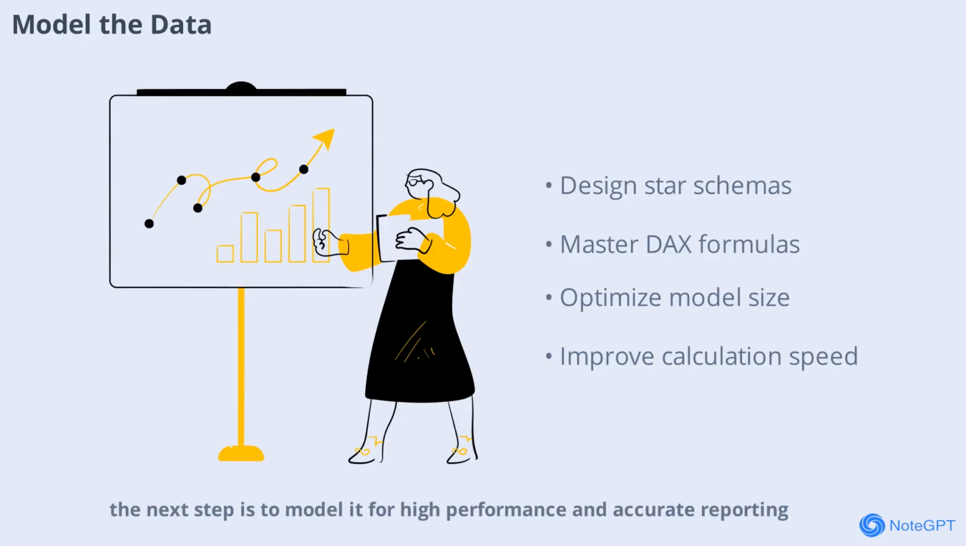This involves designing relationships, such as creating star schemas and managing one-to-many cardinality and filter directions. You'll also dive into DAX, the powerful formula language in Power BI, to create calculated measures and columns using functions like CALCULATE, SUMX, and time intelligence. Optimization is key here. Reducing your model size and improving calculation speed ensures your reports run smoothly, even with large datasets. By mastering data modeling, you lay the groundwork for insightful and reliable analytics.